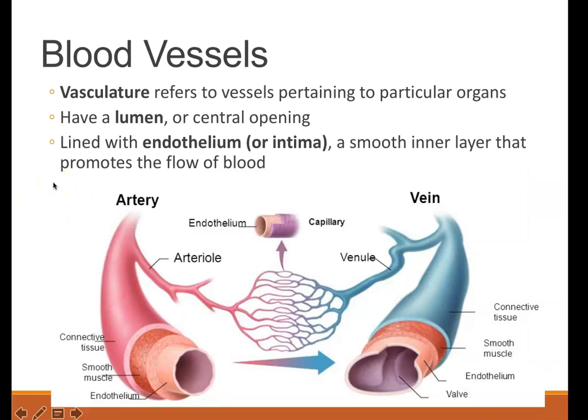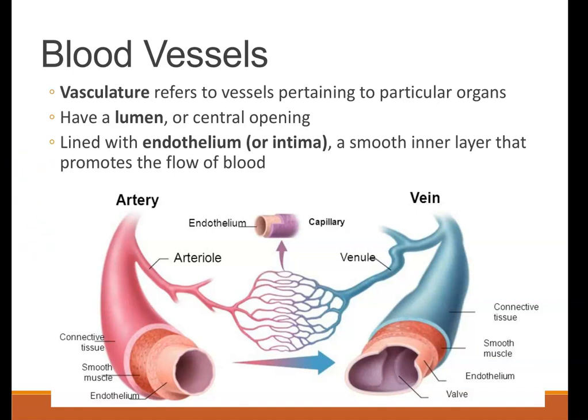The vessels carry blood throughout the body, and we collectively refer to groups of vessels as the vasculature. So you could talk about your whole body vasculature, or the vasculature pertaining to particular organs, like the intestinal vasculature, or the vasculature of the legs. All blood vessels do have a lumen, an open space or channel where stuff flows through, just like the gut has a lumen, any tubular structure in the body. The inner part of the tube is called the lumen.